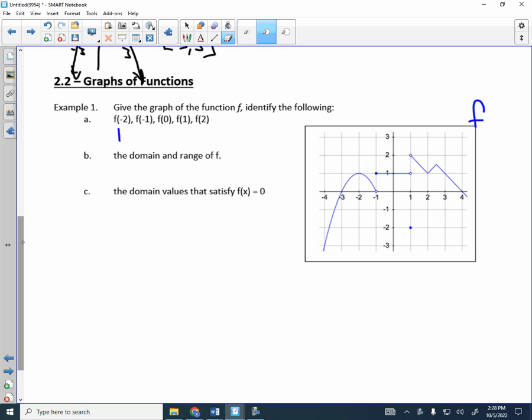F of negative 1. It looks like there are actually possibly 2 spots. Do I choose the top one or the bottom one? How come? Because you have the dot filled in. So yes, f of negative 1 is positive 1. How about f of 0? It is positive 1. F of 1, I have 3 spots. Do I choose the top, middle, or bottom? Bottom, so it is negative 2. And f of 2 has a height of 1.